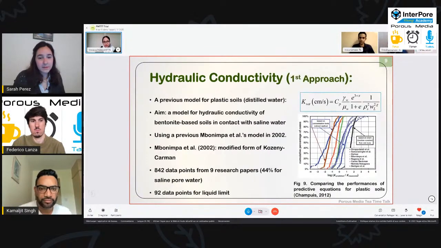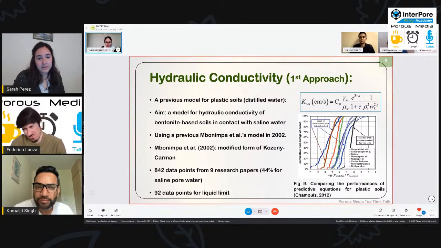So we took two approaches to develop a model for hydraulic conductivity as a function of salt concentration. In the first approach, we looked at the previous models for hydraulic conductivity. As you can see in this figure, Chapuis reviewed several models for hydraulic conductivity of plastic soils in contact with distilled water. And as you can see, Bonipa's model et al. in 2002 has the best prediction ability compared with other models.